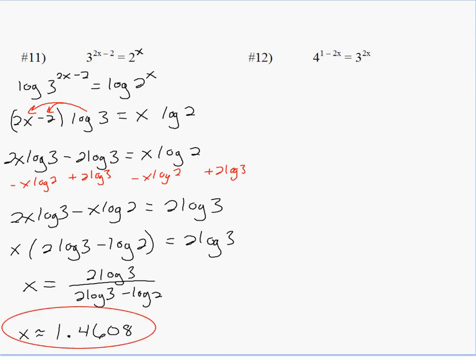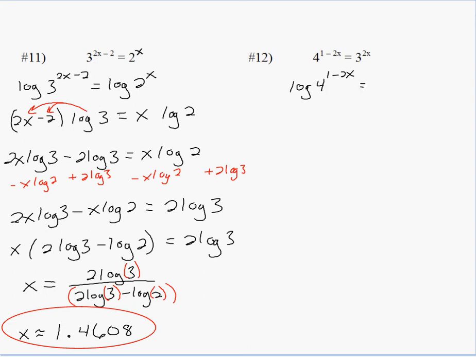You get about 1.4608. Notice once again, you got to put the 3 in parentheses. You got to put the entire denominator in parentheses. You need the 3 on the bottom, the 2 on the bottom in parentheses. If you didn't get the right answer in your calculator, it's because you're not using your parentheses correctly.